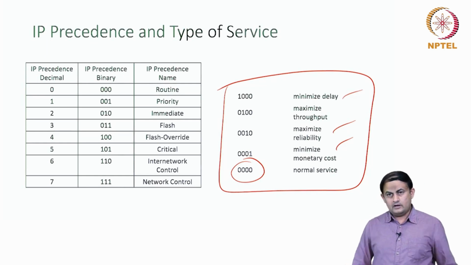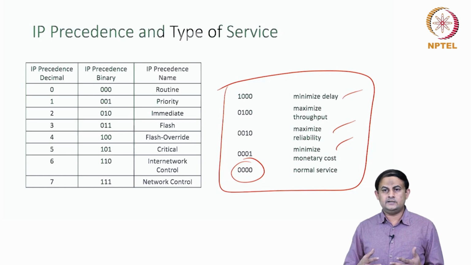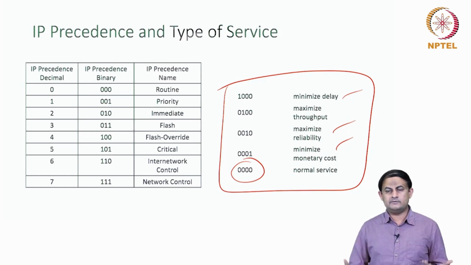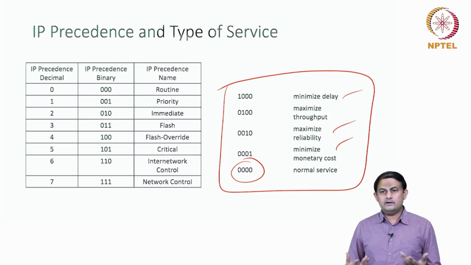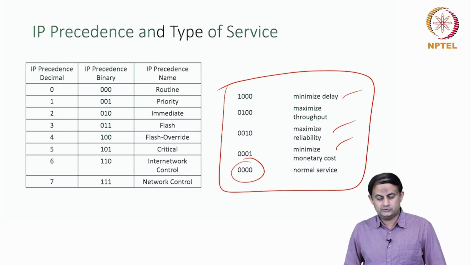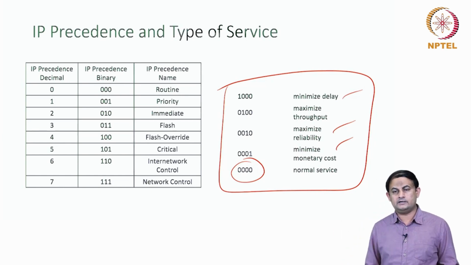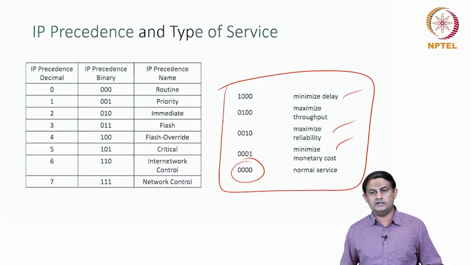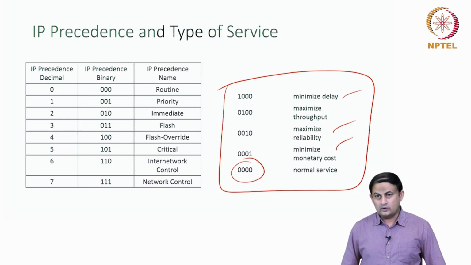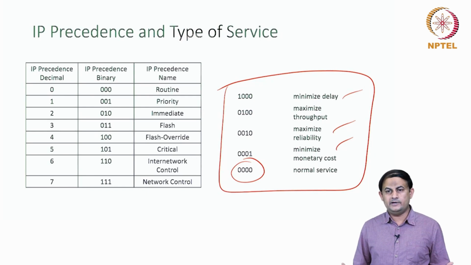Although this defined a notion of quality of service in the IP service model, it never really took off in real networks. None of the practical network service providers actually used this IP precedence model or the type of service model in their network and provided differentiated service. So it's more of a theoretical exercise than a real implementation in a real network.